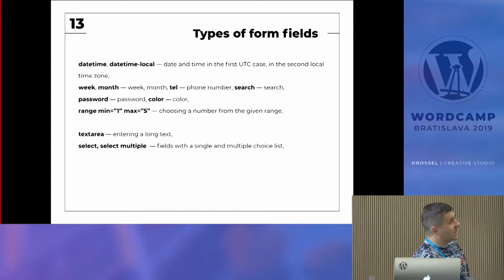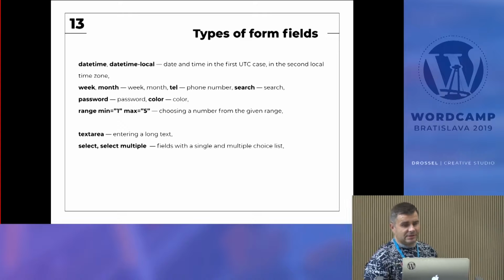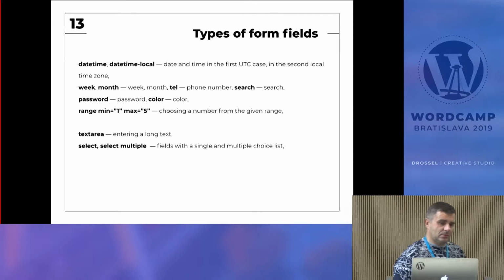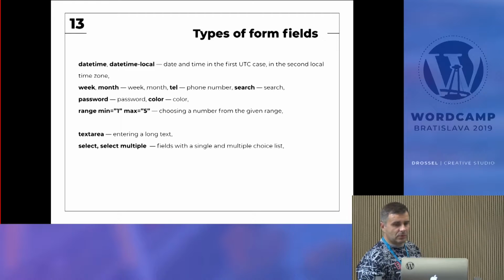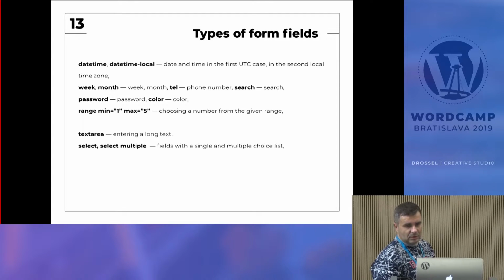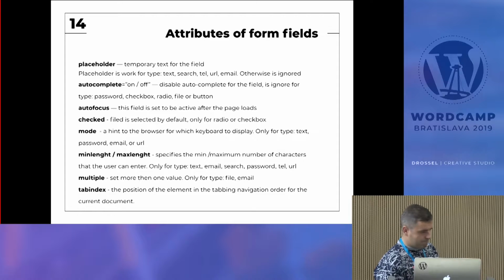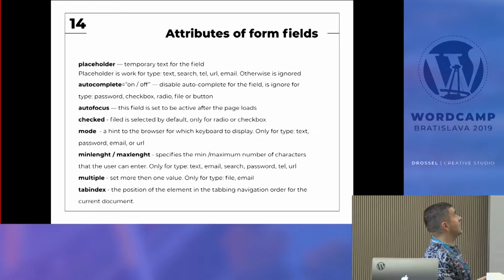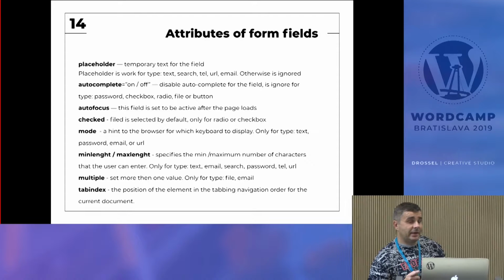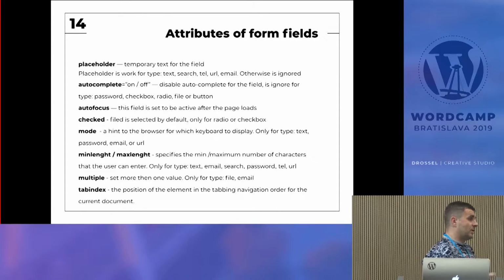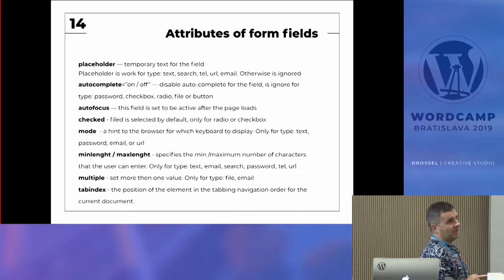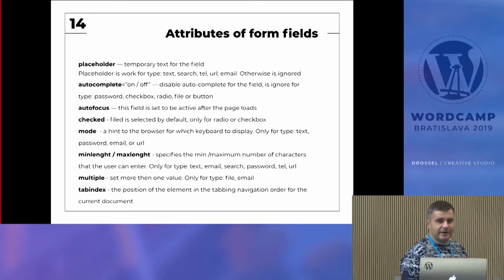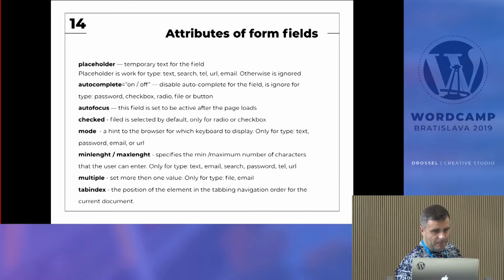If you would like to put some more text in our form, we use the text area fields. And we can make and select multiple to group these fields. Okay? Like form has attributes, every field has attributes too. But this is very important that not every field has the same attribute. Not every attribute works for every type of field.